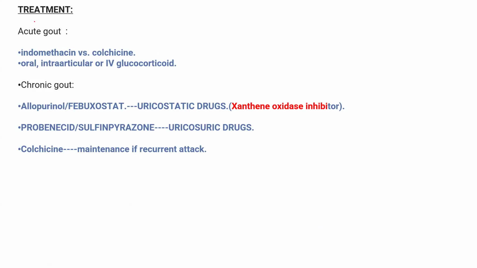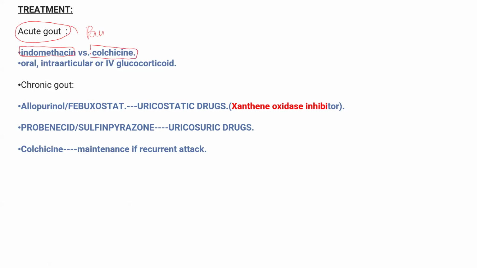Once you have diagnosed the patient who has gout, then you come to the treatment. If the patient has acute gouty arthritis, the main aim is to reduce the pain. So how will you reduce the pain? You can give indomethacin or naproxen as NSAIDs. These are very strong NSAIDs, and you can give colchicine also.